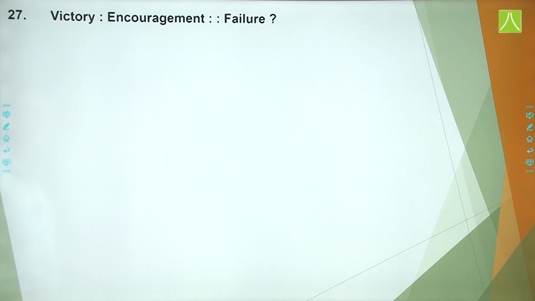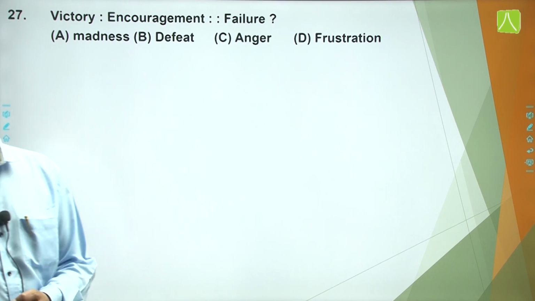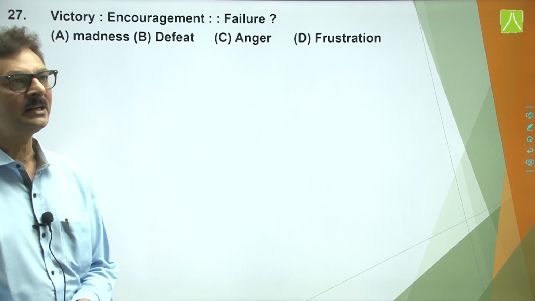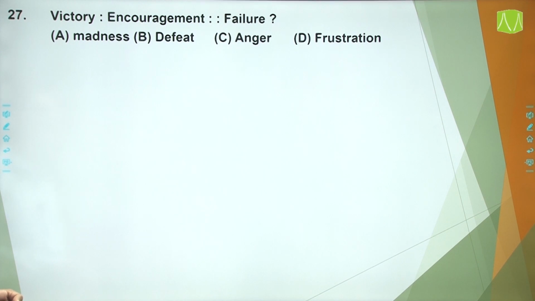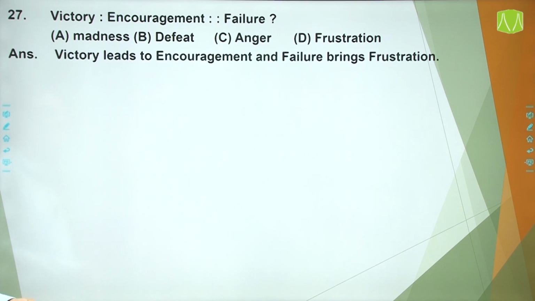Some more examples of analogy. Victory is to encouragement, failure is to what? Good. Victory is related to encouragement. Failure is related to what in the similar way? Madness, defeat, anger or frustration. Victory gives encouragement and failure gives a bit of anger, fine. But when there is failure, what remains? Frustration erupts in the mind. So the correct option should be option number D, that is frustration. So victory leads to encouragement and failure leads to frustration.